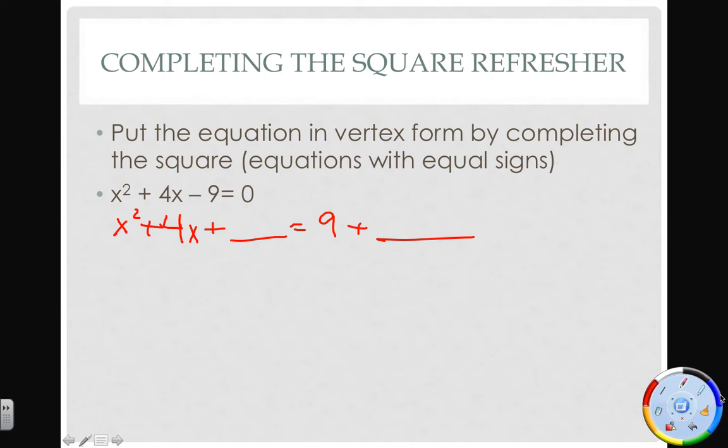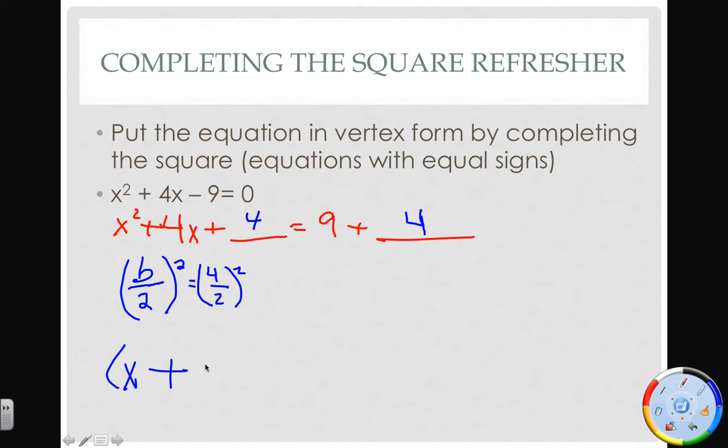And then you have to remember that the number that goes in here is the square of half of b. So b over 2 squared. And in this case, it's 4 over 2 squared, which in this case is 4. And if you look at our equation now, we have x squared plus 4x plus 4. And that factors nicely to x plus 2 squared equals 13.